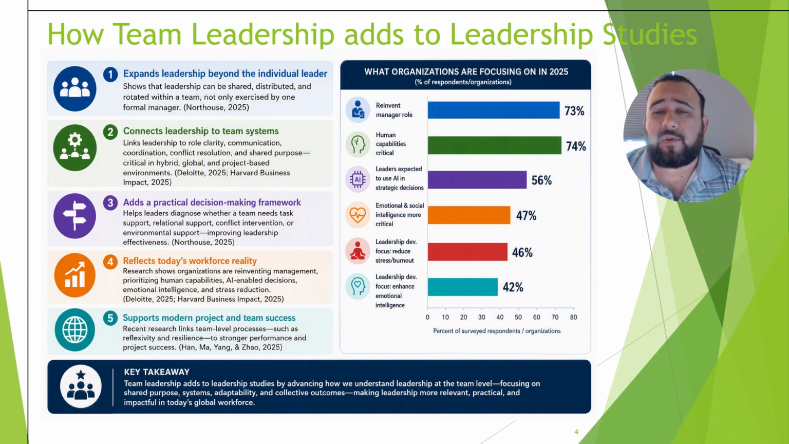Recent workforce research supports this shift. The Deloitte 2025 Global Human Capital Trends report found that 73% of organizations recognize the need to reinvent the role of the manager, while 74% say human capabilities are critically important. Harvard Business Impact also found that leaders are increasingly expected to use AI in strategic decisions, strengthen emotional and social intelligence, and support people through stress and change.